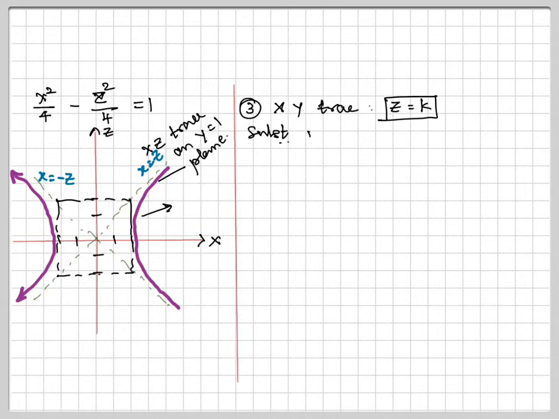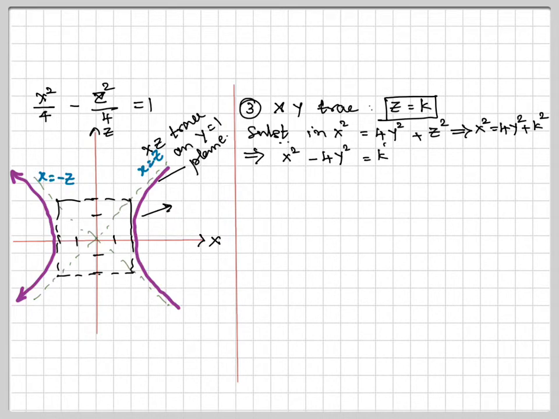Now let's find the xy trace by taking z equal to a constant. If we substitute that into the original equation, we get x squared equals 4y squared plus z squared, where z is equal to k here. So x squared equals 4y squared plus k squared. If you move the y squared to one side, x squared minus 4y squared equals k squared. If you divide the entire thing by k squared, you will get a hyperbola in the xy plane. Or in other words, it is in the plane parallel to the xy plane, which is a horizontal plane. The traces are all hyperbolas.